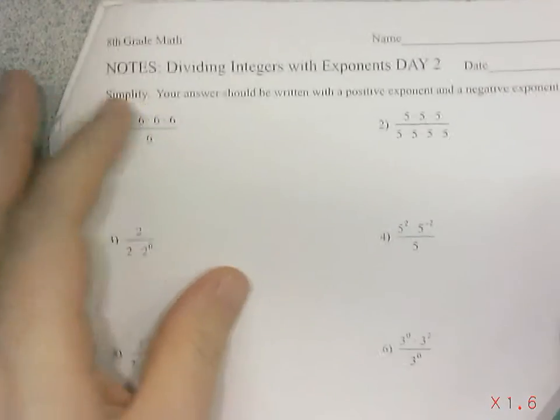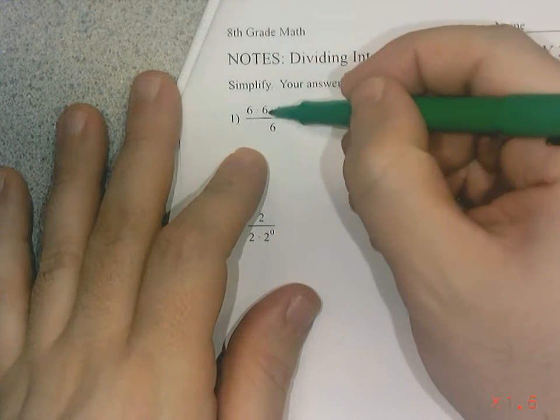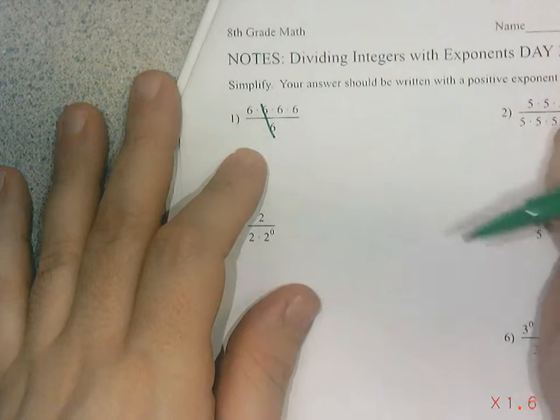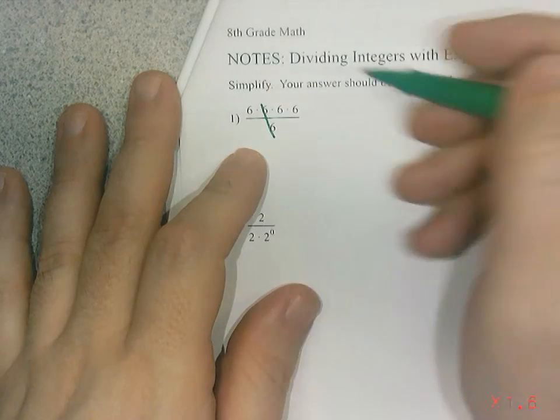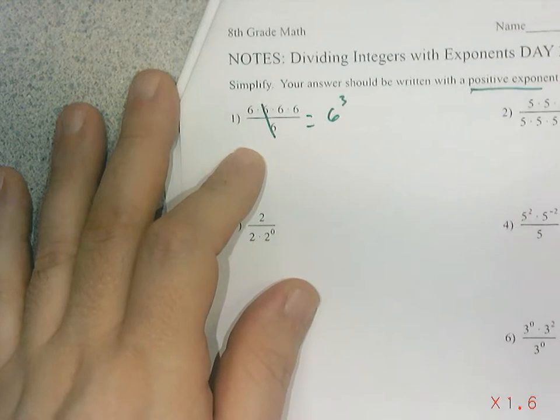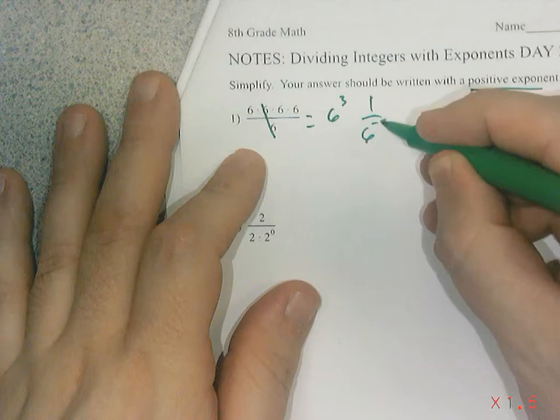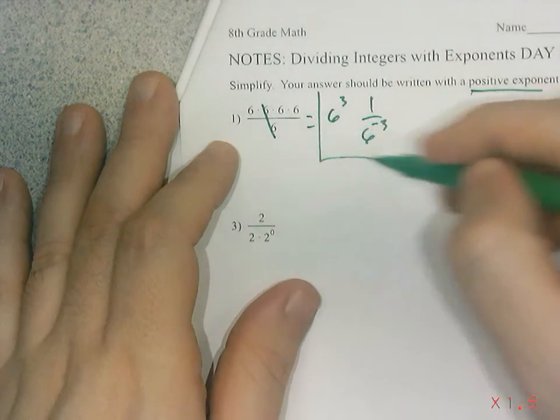Let's look at some more complicated ones. So let's look at our day 2 stuff. Okay, this time we've got them expanded out. Again, the 6 is going to cancel out one of the other 6's, leaving 3 6's on top, which would be 6 to the third, or 1 over 6 to the negative 3. Okay?